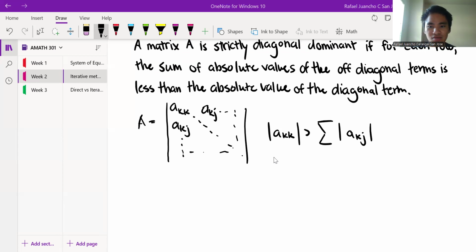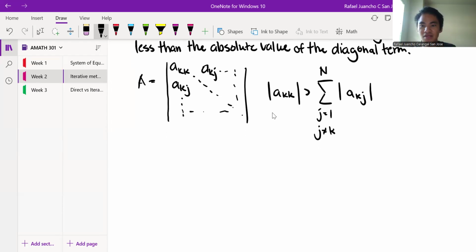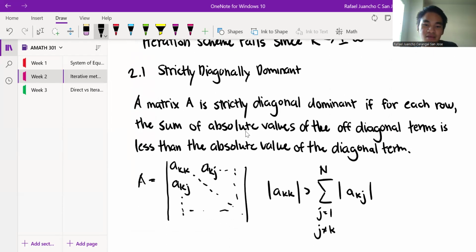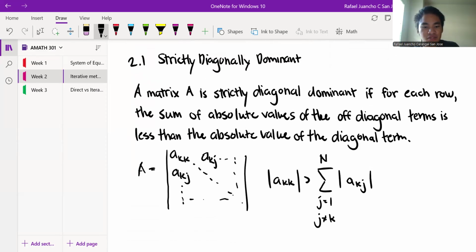What else? Yeah, that's pretty much it. And here we're just putting conditions. So j starts at 1, but j will never be k because we're saying it's off diagonal. And it goes to n. Here we assume that A is an n by n matrix. Is this a square matrix? I mean, it should be, right? No, actually, I'm not sure, to be honest. So that's strict diagonal dominance.